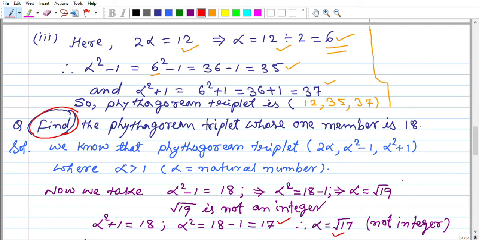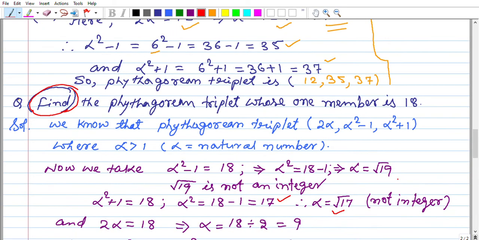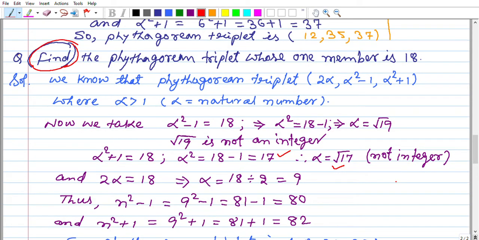Very good. The next number we can take is 2 alpha equal to 18. Very good. And the 2 is in multiplication, no? It goes to the right hand side and becomes division. So you know very well how to divide it. So we get alpha equal to 9. Wow. Dear learners, you become happy because we get the alpha value. 9 is an integer.